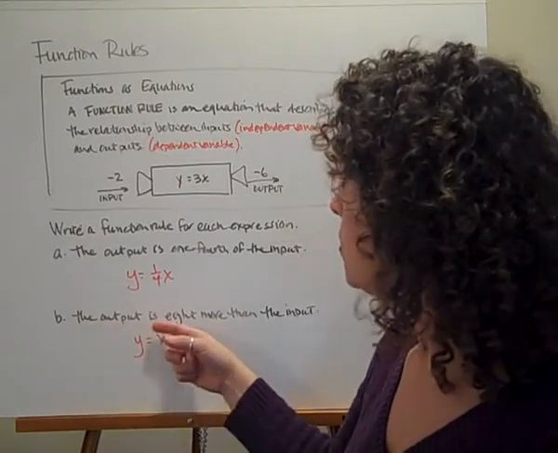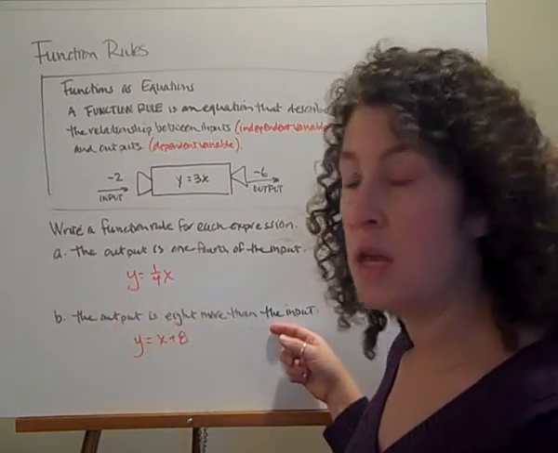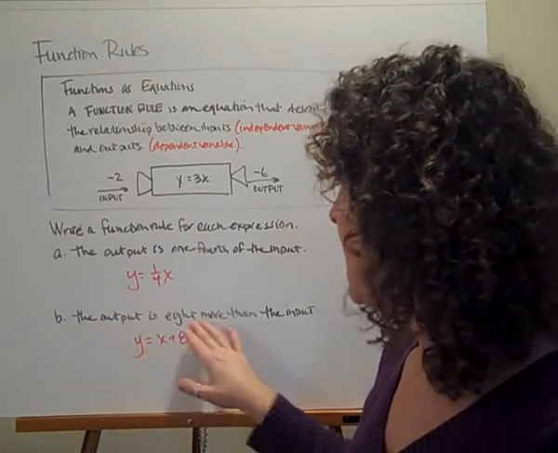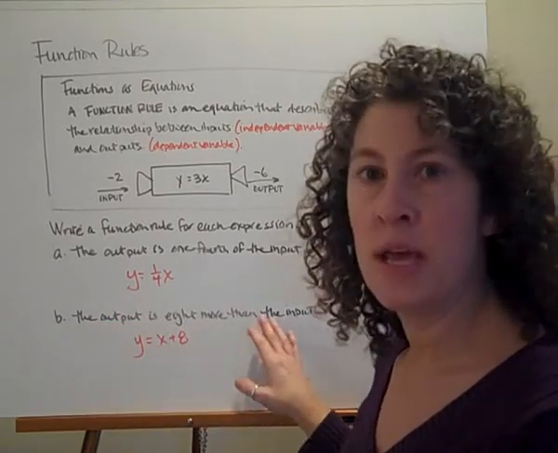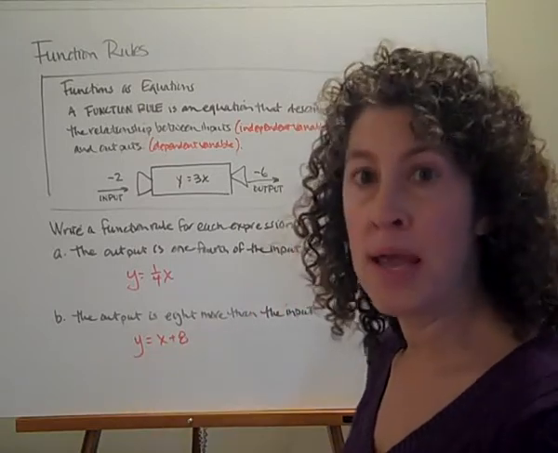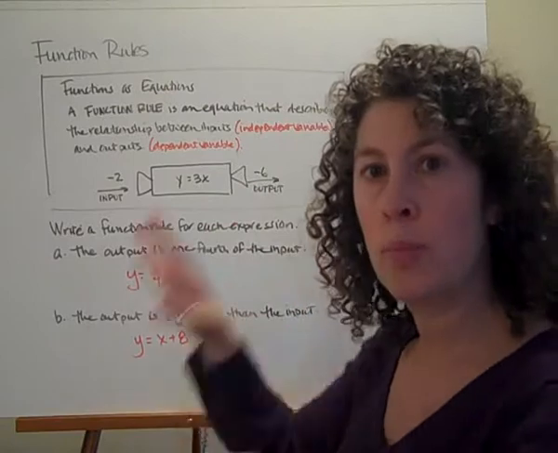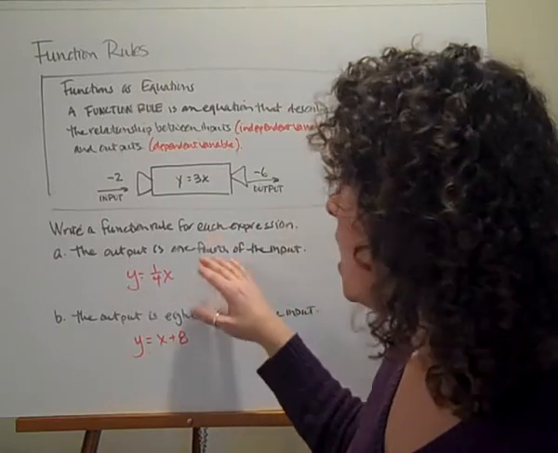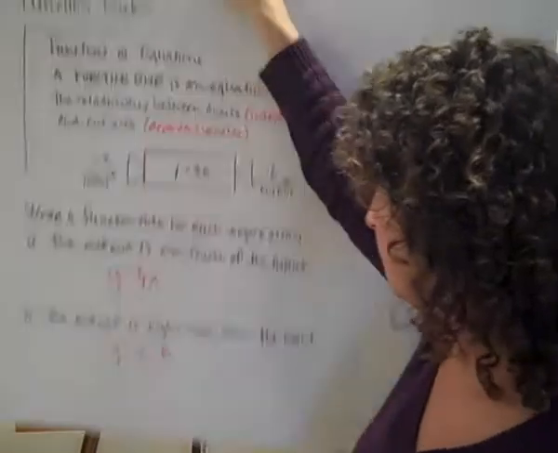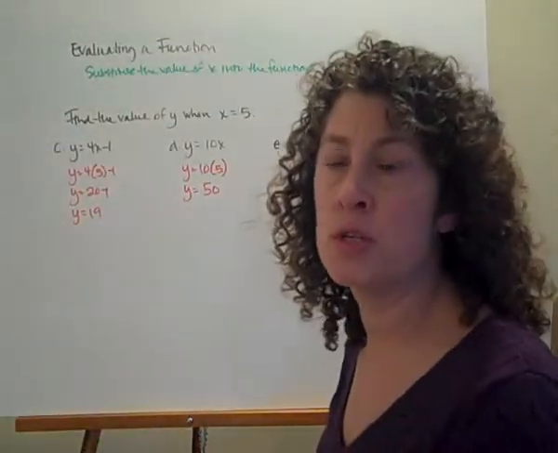And the second one, the output is 8 more than the input. So the output, our y, is 8 more than the input. It's 8 more than that, which means we're going to be adding 8 to that. So I'm going to take my input and I'm going to add 8 to that. So again, we should be able to go back and forth from one thing to the other here. I should be able to go from English to an actual equation. And then let's put some of those equations into work here.